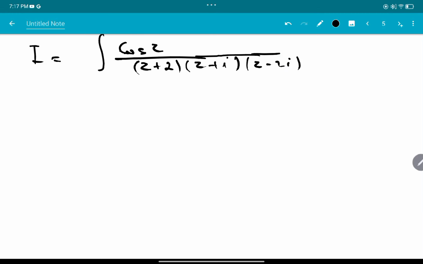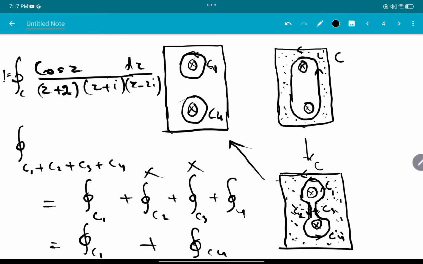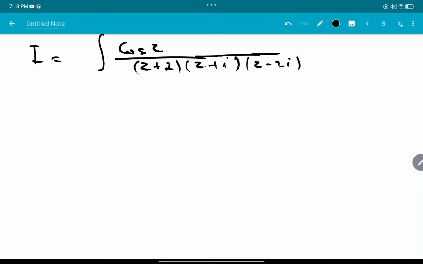Let me go back and tell you one more thing. I will take first only the C1 integral, and then I will take up the C4 integral. One at a time, till you develop confidence, and then you can handle both of them simultaneously. So let me go for this C1. Let me forget about everything else and focus only on this singularity.